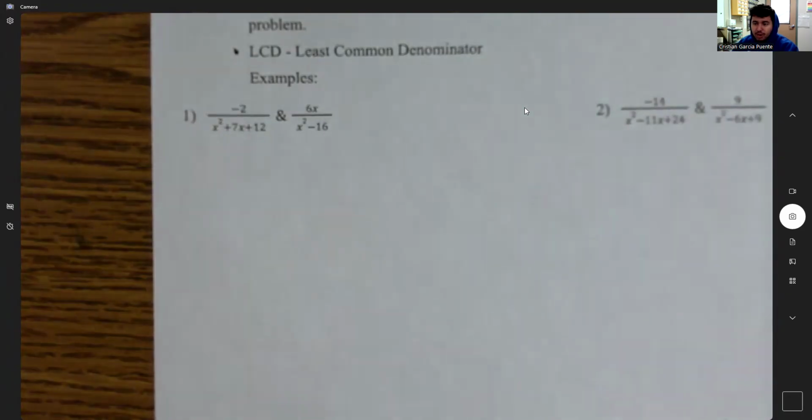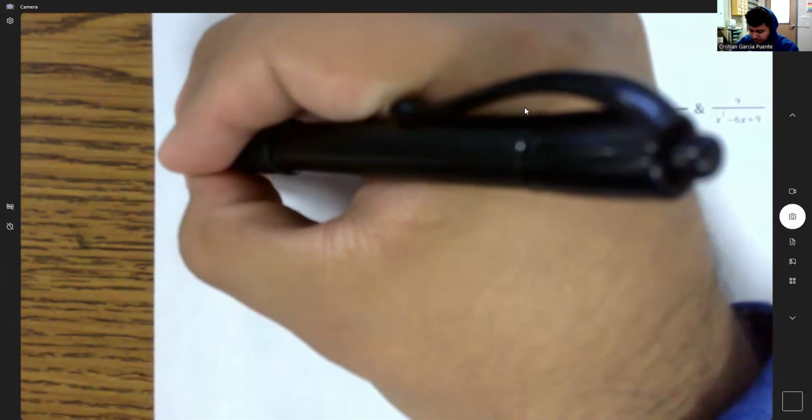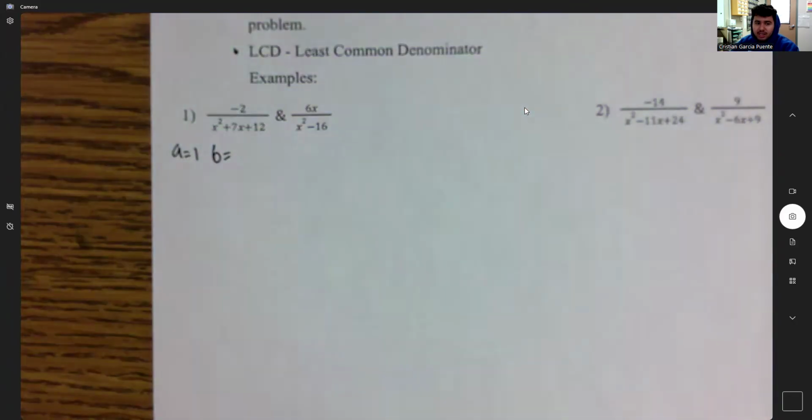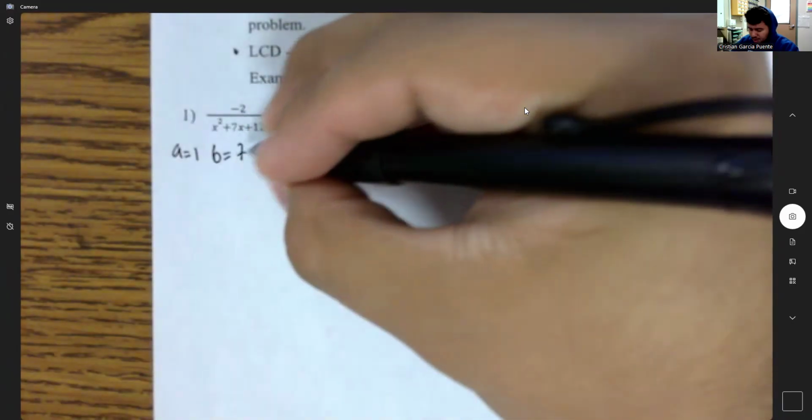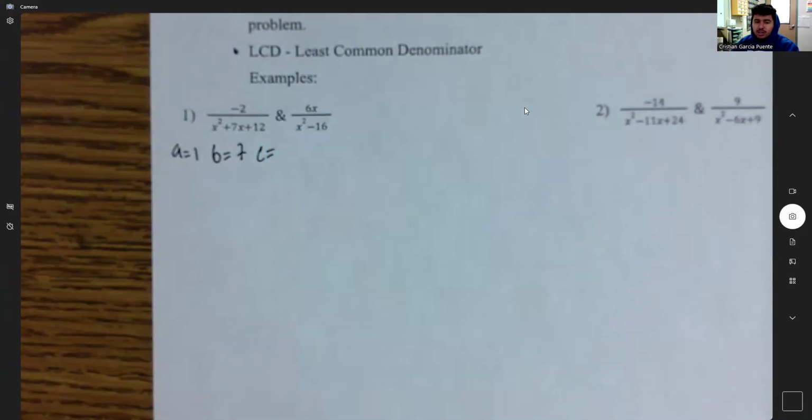So first you find out what your A is. Your A is always going to be next to your x squared. So what is my A? It's going to be 1. B is always next to your x. So your B is just going to be 7. And then C is your constant. So what is your constant here? It is 12.